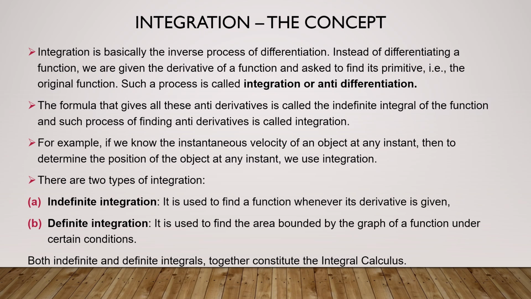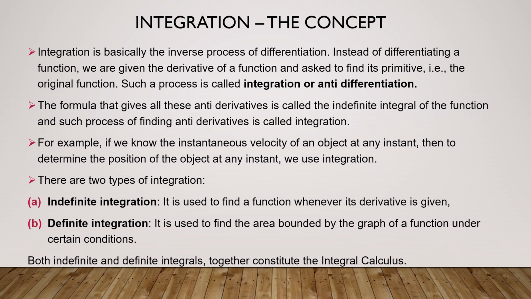Basically, integration is the reverse process of differentiation. For example, if we want to know the instantaneous velocity of an object at any instant, then to determine the position of the object at that instant, we use integration. We know the velocity, but we want to find the position, so we use integration. You might remember that if you are given the position, you can find the velocity by differentiation. This is a reverse process. If you are given the instantaneous velocity, you can find the position by integration.